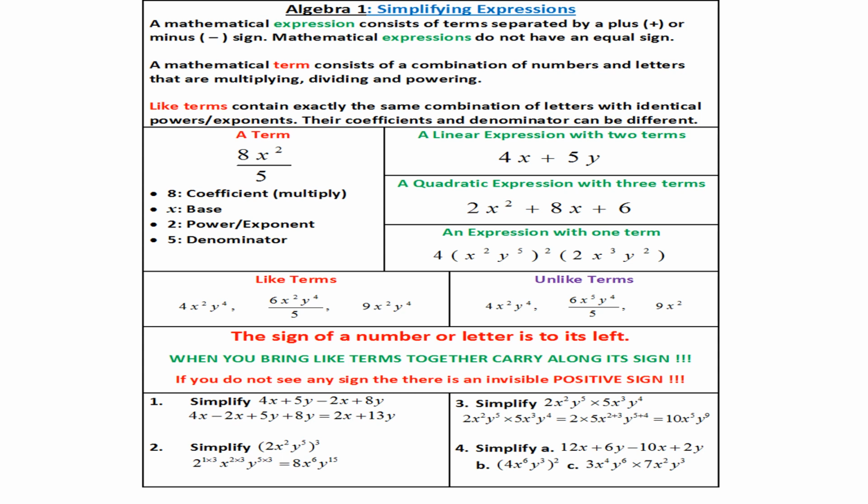So here you have an example of a term, 8x squared divided by 5. X is the variable, x is the letter, 2 is the exponent or the power, 8 over 5 is the coefficient. 8 is the coefficient, 5 is the denominator, x is the base, 2 is the power, the exponent.